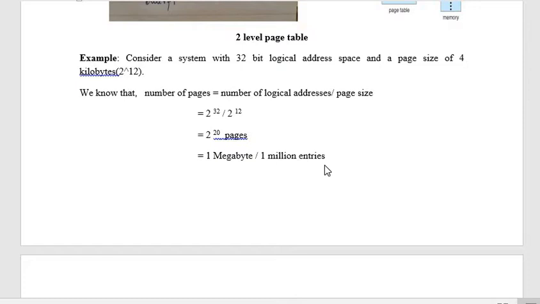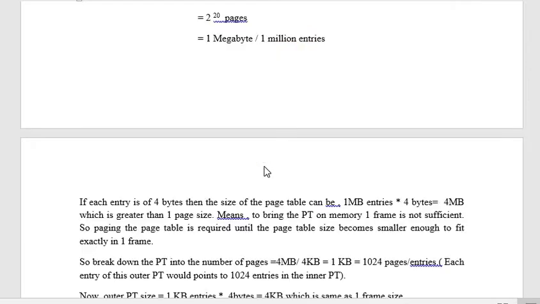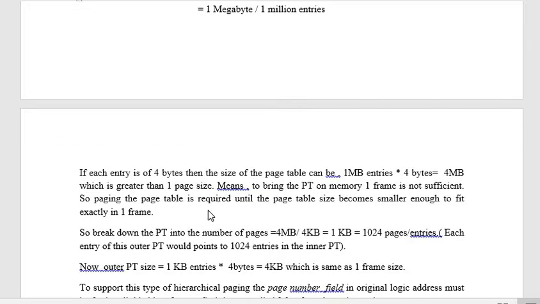The process has been divided into so many pages, and so many pages means so many entries in that particular page table. Now we need to check the page table with 2 to the power of 20 entries. What would be the size? To calculate the size, we must be aware of how many bits are used to represent the frame number within the page table, because the content of the page table is the frame number.